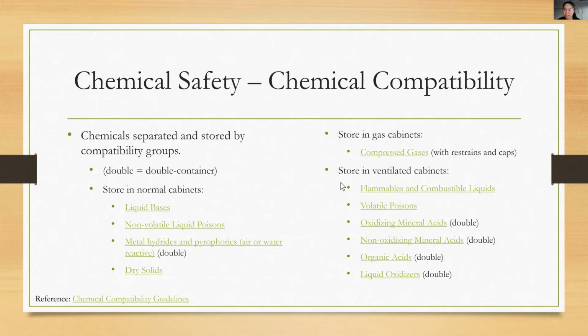Another thing to be noticed here is do not store the chemicals that are not in their compatibility groups together. For example, the oxidizing mineral acids cannot be stored with organic acids. I've seen a lot of times that our lab stores sulfuric acid with acetic acid together, and they should never be staying together. They should be in separate secondary containers.